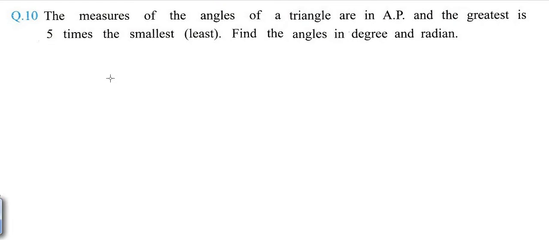Question number 10. The measures of the angles of a triangle are in arithmetic progression, that is AP, and the greatest angle is 5 times the smallest, least angle. Find the angles in degree and radian.